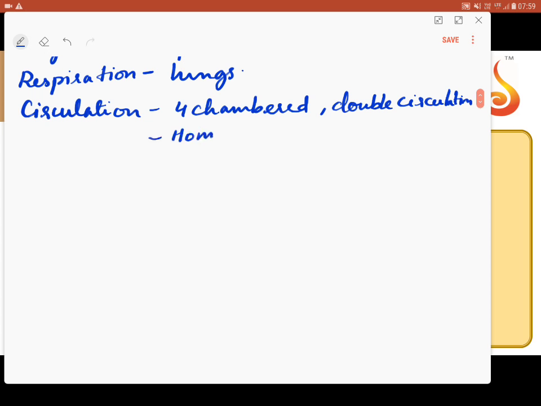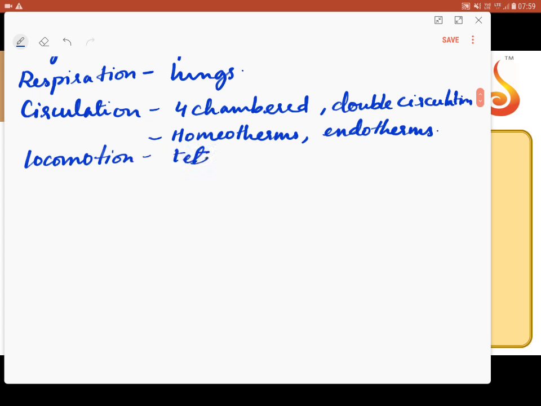Homeotherms and endotherms. Locomotion: it is tetrapedal or bipedal. Tetrapedal in most animals, bipedal in humans. We also see flippers in whales and dolphins.